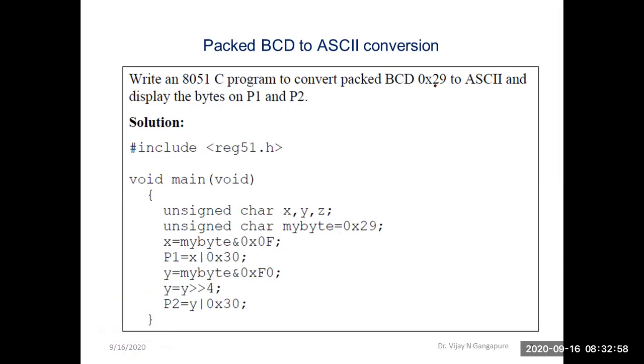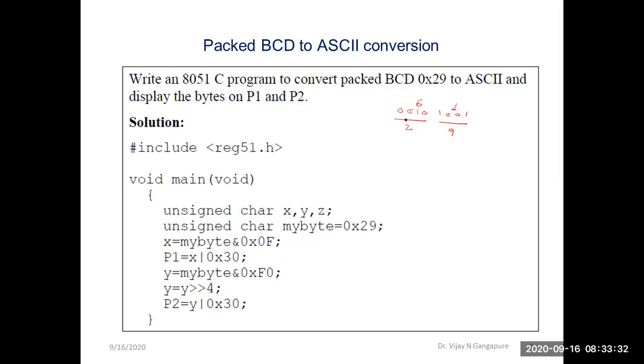So first that is 2 and second 9. 2 means 0010 BCD number, 9 means 1001, because this is hex. If we convert this hex to binary, then I will get 00101001. So this is representing decimal 2 and this is representing decimal 9. This is the BCD representation of 2 and this is the BCD representation of 9.